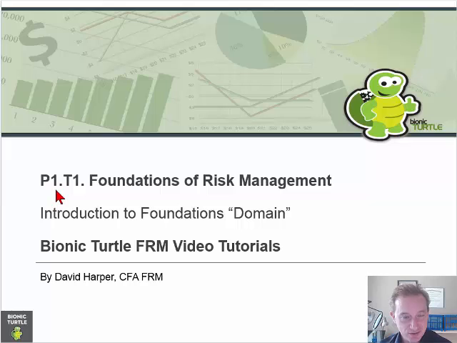Here's the notation that we use, P1.T1. The P1 stands for Part 1 as opposed to Part 2 of the FRM. And then within Part 1 of the FRM, as you probably know, there are 4 topics. So we're starting with Topic 1, or T1, then T2, T3, and T4. And then when we get to Part 2 of the FRM, we start with T5, which happens to be market risk.